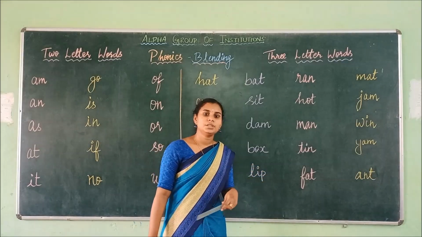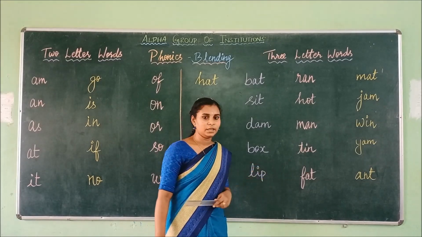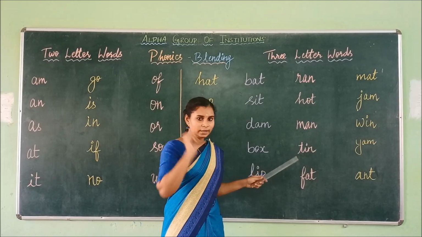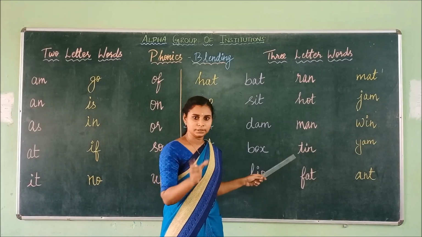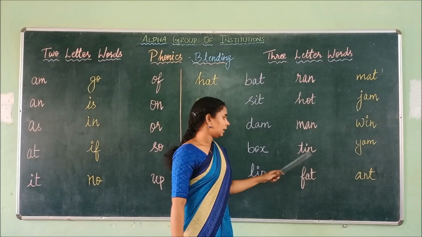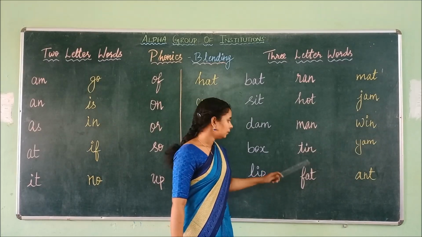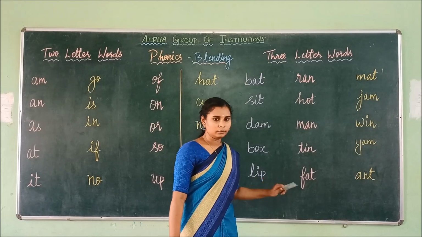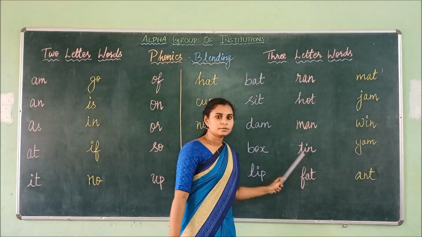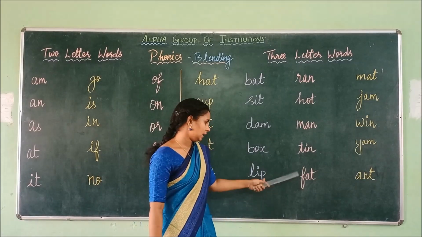First letter is T. So what's the sound of T? T. Okay, I again repeat it. T, t, t. So how do you pronounce this word? T, e, n. Ten. Very good. Next word.